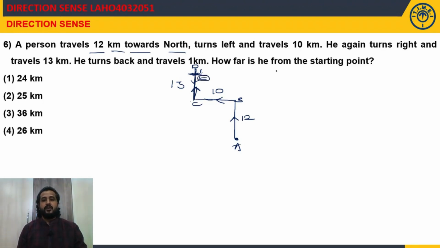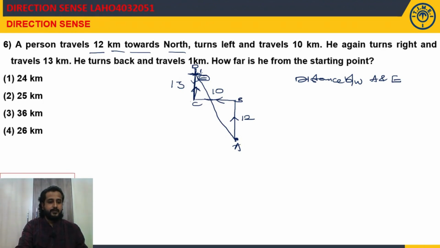Now what is the question asked? How far is he from the starting point? They are asking for the distance between A and E. Here is the A location, here is the E location. These two points' distance they are asking. Now how to identify this distance? Can you say directly how much it is? No, we cannot say. So how to find it? By using the Pythagoras theorem.